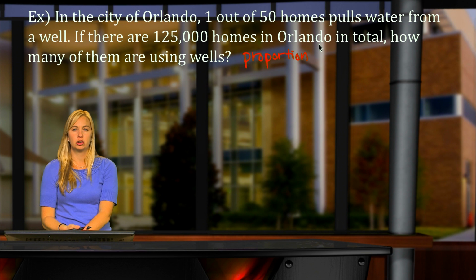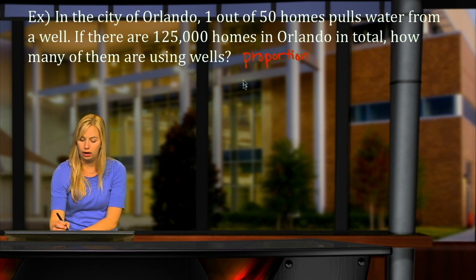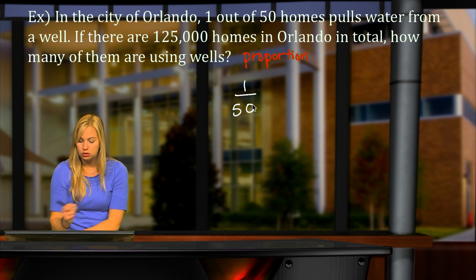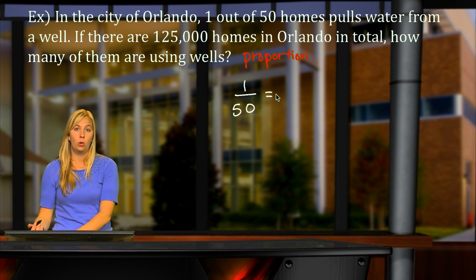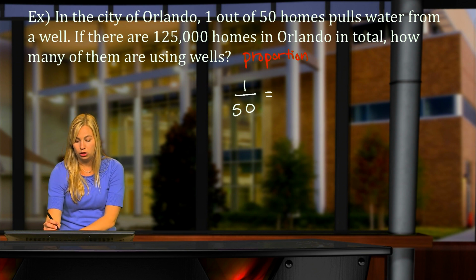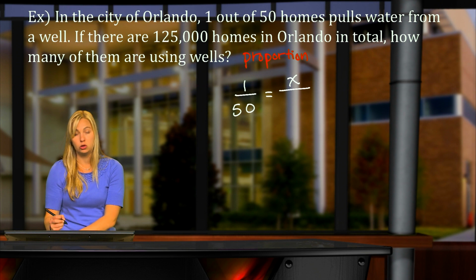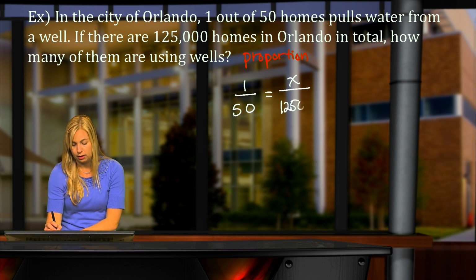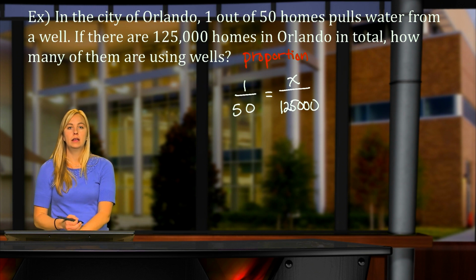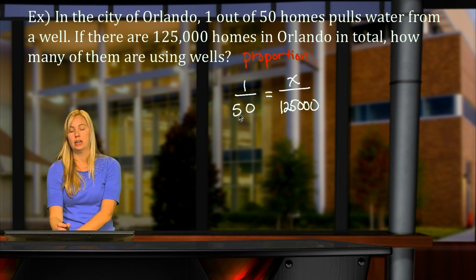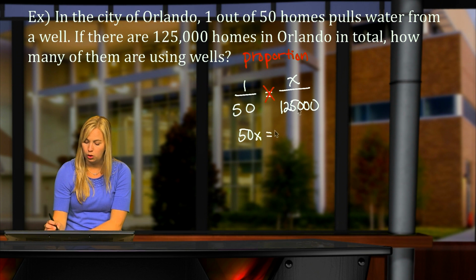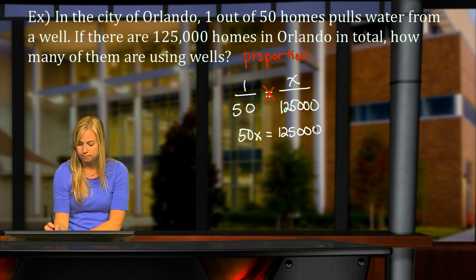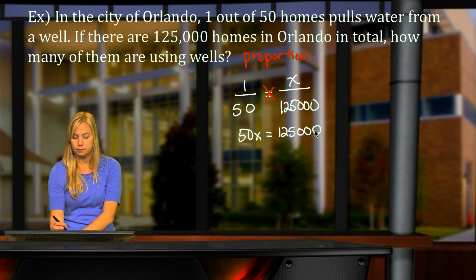Many of us have solved proportions in other classes, so this should be very comfortable for us. Our first ratio is 1 over 50, and it should be proportional to the total number of homes that use wells. So the total number of homes that use a well is x, and the total number of homes in Orlando is the 125,000. In the case of a proportion where you've got two fractions that are equal to one another, we can solve this using cross multiplication. 50 times x equals 125,000 times 1.